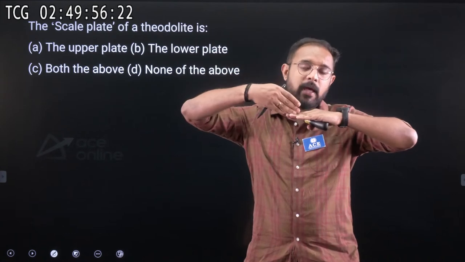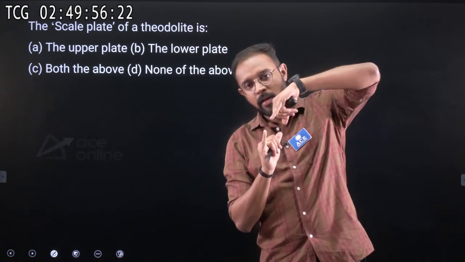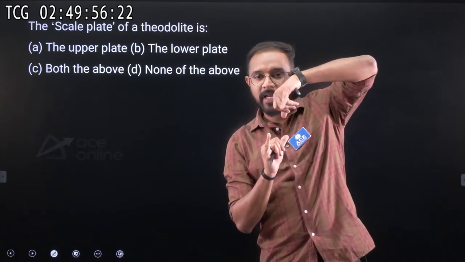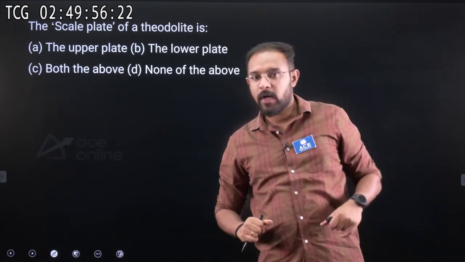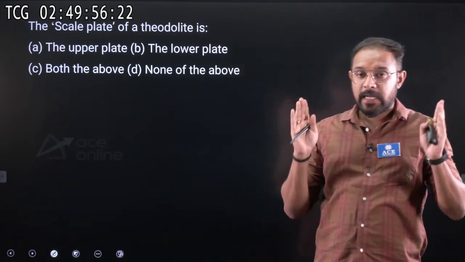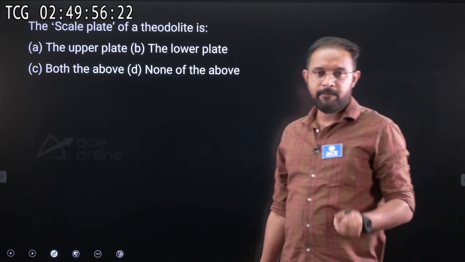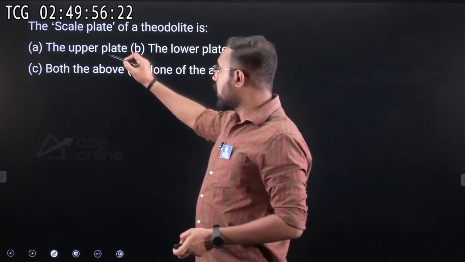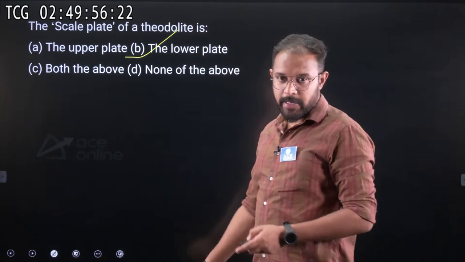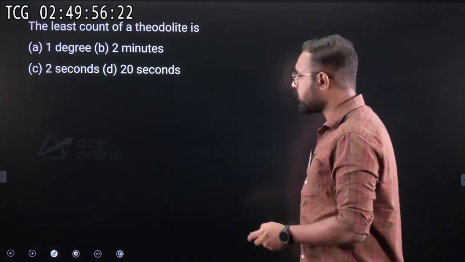Main scale paina vernier undi. So main scale paina right vernier undi. Upper ante vernier, lower ante main scale or scale plate. Gurtukondi that size of a theodolite is expressed by the diameter of the scale plate. So here the answer is what? Lower plate, option B. Right.